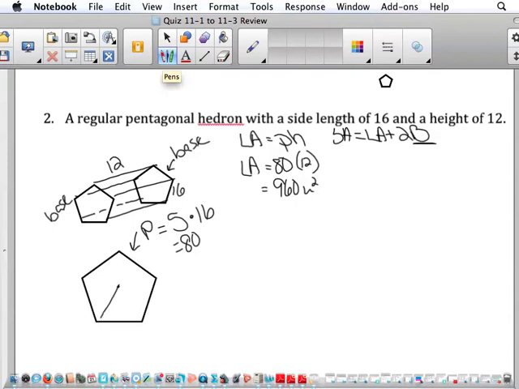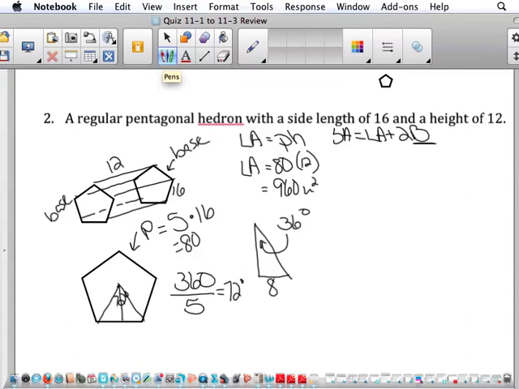So again, I'm going to construct that central angle. Remember, that's 360 divided by the number of sides. In this case, it's 5. That gives me a central angle measure of 72. When I construct that apothem, I bisect that angle, making that 36 degrees, and bisect the side, making that 8, and I need to find the apothem. So tangent of 36 is equal to 8 over a.